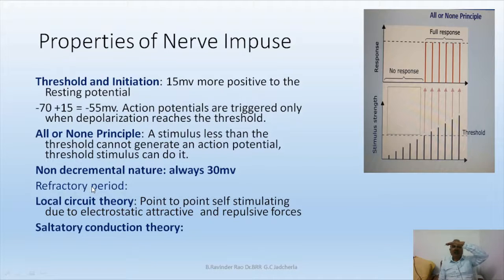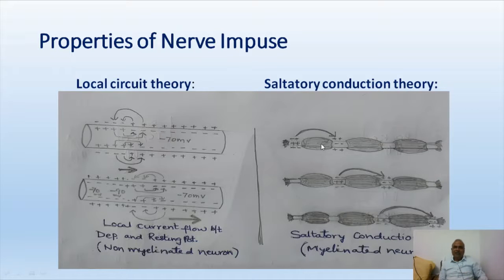It may be 30 or 40. If it is 40, it is always 40. And there is a refractory period to re-establish the resting potential. And there are local circuits, and these self-stimulate themselves to pass gradually from the soma to the tip of the axon. And there is saltatory conduction, you know very well. Saltatory conduction is jumping through the nodes of Ranvier from the soma to the tip of the axon. In that way, it is moving very, very fast.